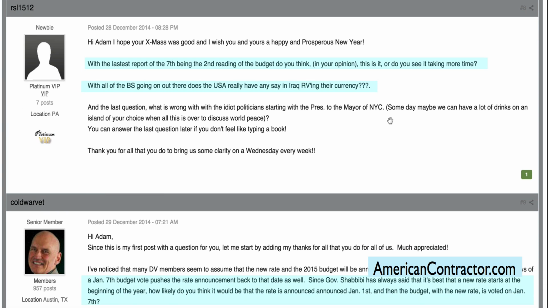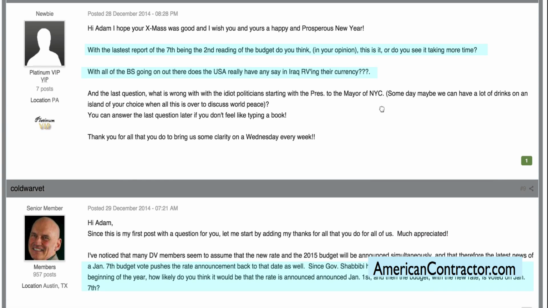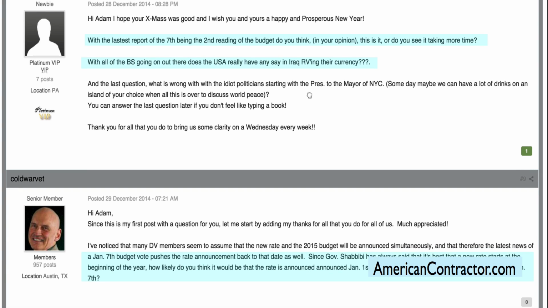Next question is RSL 1512. With the latest report of the 7th being the second reading of the budget, do you think, in your opinion, this is it, or do you see taking it more time? The 7th, he's talking about, I'm sure, the budget, January 7th, which is a Thursday. Yes, they'll probably do a second reading that day, but will it be that's it and it'll take more time? And the answer is yes, it will be.